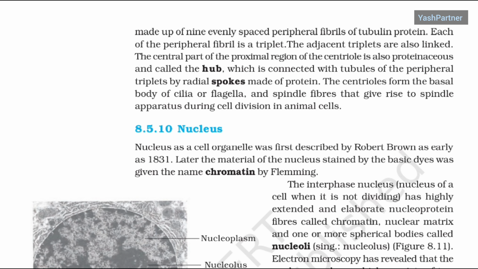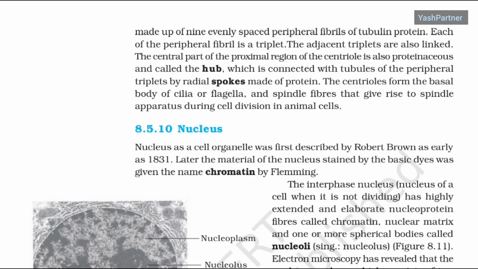The adjacent triplets are also linked. The central part of the proximal region of the centriole is also proteinaceous and called the hub, which is connected with tubules of the peripheral triplets by radial spokes made of protein. The centrioles form the basal body of cilia and flagella and spindle fibers that give rise to spindle apparatus during cell division in animal cells.